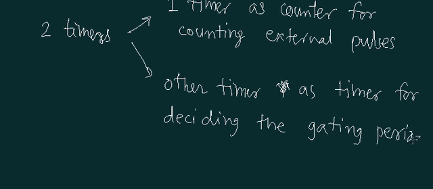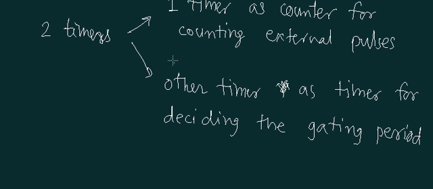Now, what do we understand by gating period? We know that frequency is nothing other than pulses over how much time? Number of pulses over 1 second, correct? That 1 second has to be accurate. If that 1 second is inaccurate, then your frequency reading will be inaccurate. Suppose you have a 1 kilohertz signal, we know that it has 1000 cycles per second. But if your 1 second period itself is not accurate, then it will give inaccurate readings.